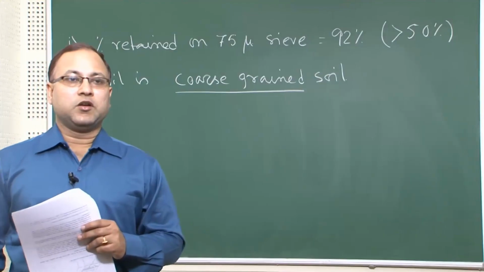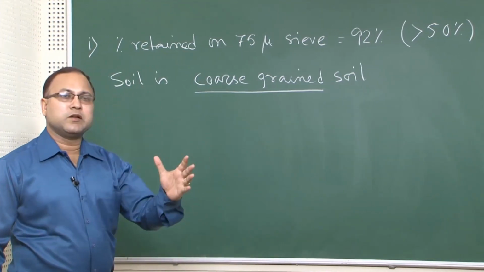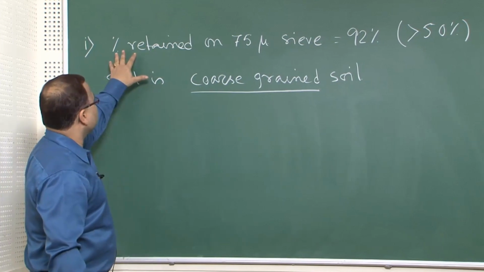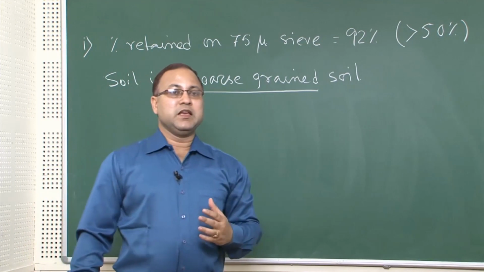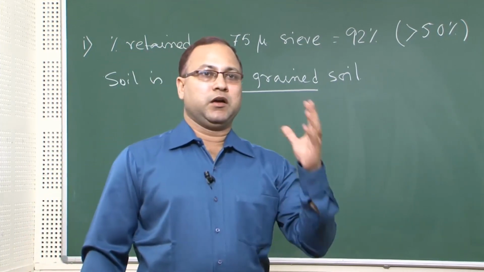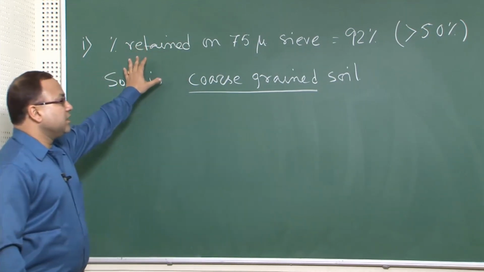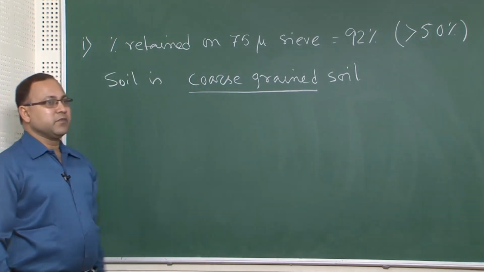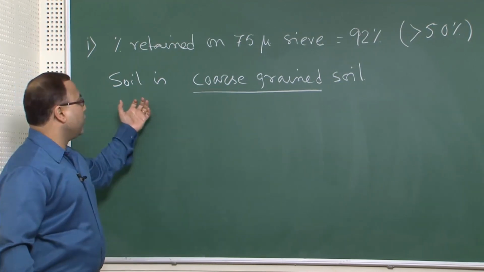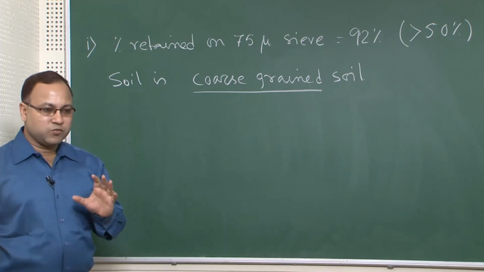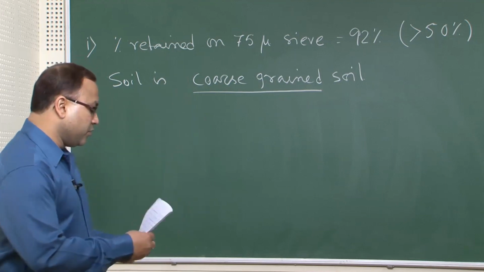How could you say that? Because this is given in the soil classification system. If you just go back to the last lecture, you will see that if the percentage retained on 75 micron sieve is more than 50%, then the soil will be classified as coarse grained soil, and that we have seen just now, because your percentage retained on 75 micron sieve was 92%, which is greater than 50%. So, of course, the soil will be classified as coarse grained soil. So, this information we have got just now based on this retention on 75 micron sieve.